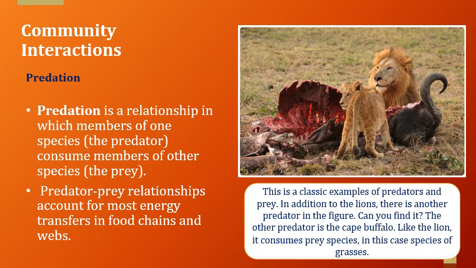So of course, the first community interaction is through predation. Predation is one thing that actually alters the growth of population. So predation is a relationship in which a member of one species, the predator, consumes a member of another, which is the prey. So the predator-prey relationship accounts for most energy transfer in the food chains and food webs.